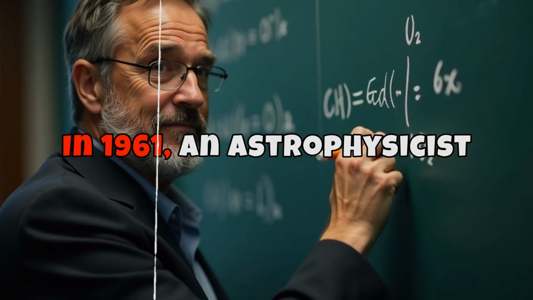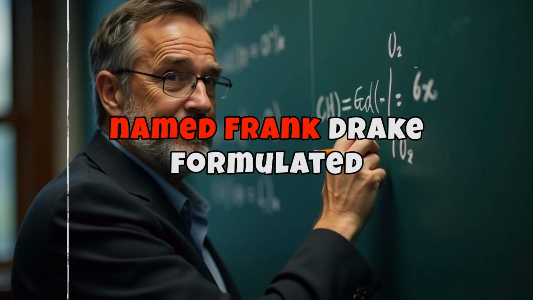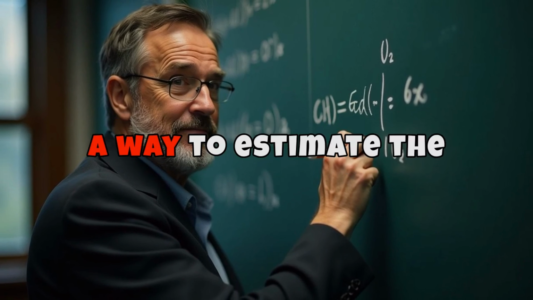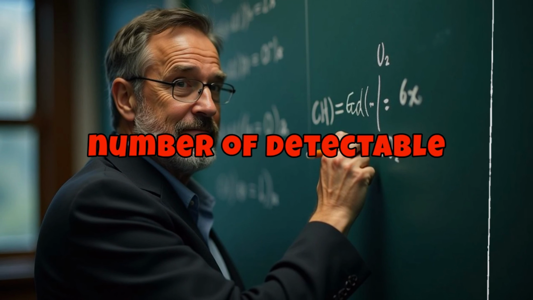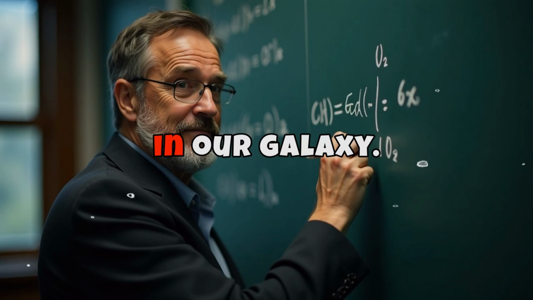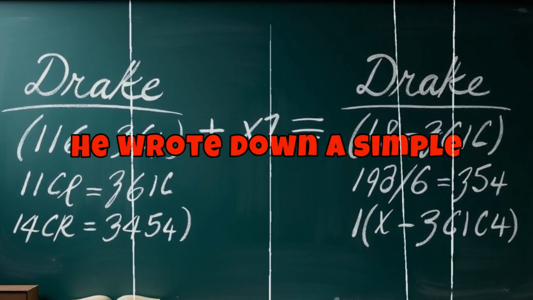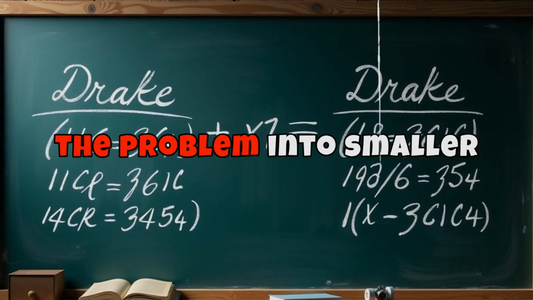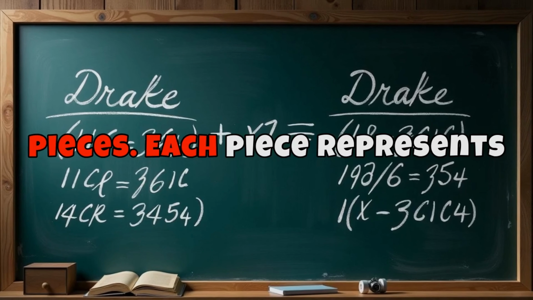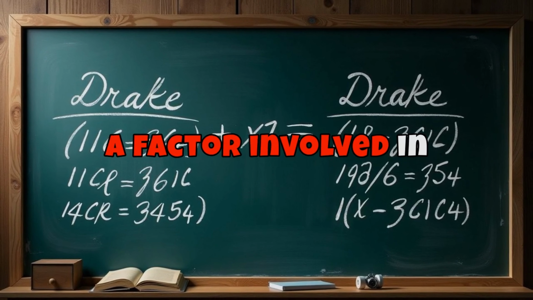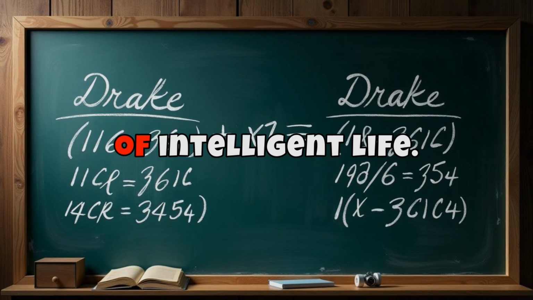In 1961, an astrophysicist named Frank Drake formulated a way to estimate the number of detectable extraterrestrial civilizations in our galaxy. He wrote down a simple equation that breaks the problem into smaller pieces. Each piece represents a factor involved in the emergence and detectability of intelligent life.